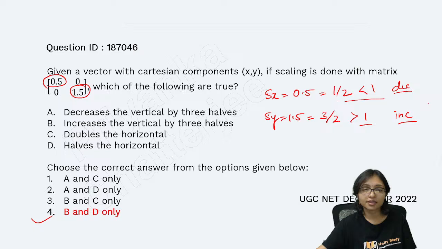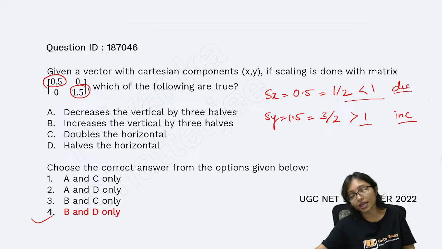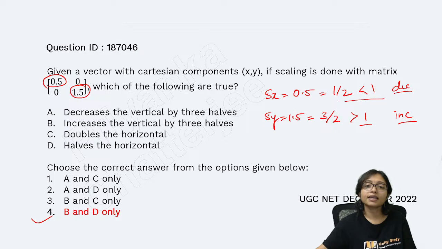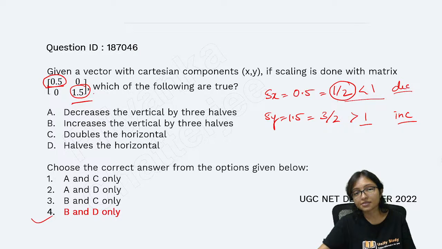We discussed this in the class on scaling. When I took the class on scaling, I also discussed it with you. Less than 1 means decrease, greater than 1 means increase. So definitely here it is half, and that will be a decrease, right? So along the x-axis it is decreasing, and the increase will be in y. Here the increase is in the y-axis, that is vertical.